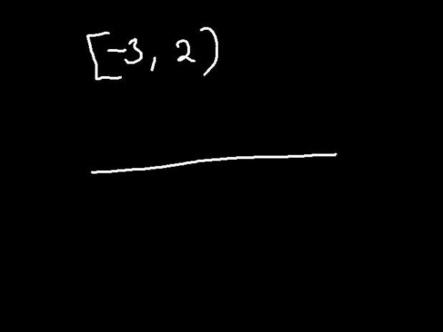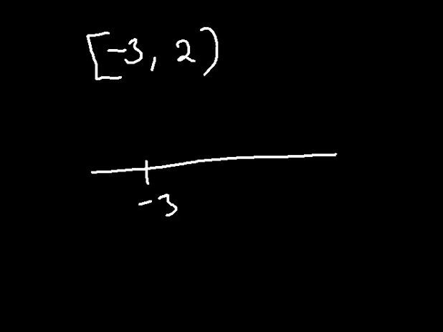And what if, let's say, we have -3 to 2? How should you have it on the number line? In this case, -3 is part of the interval, but 2 is not, and hence we'll have it as something like this.